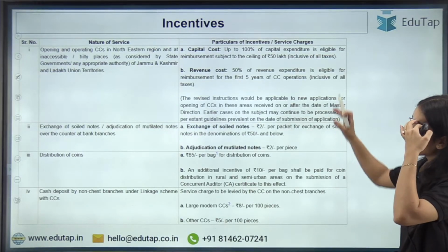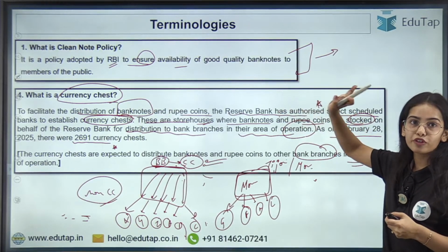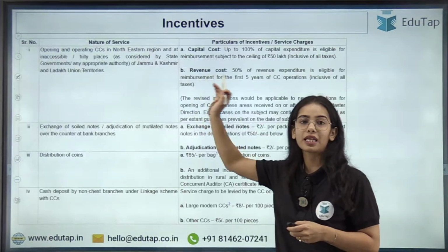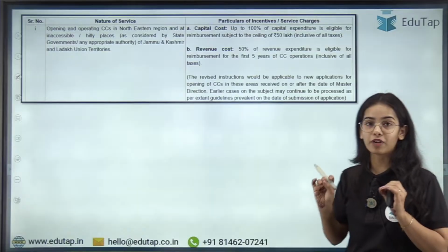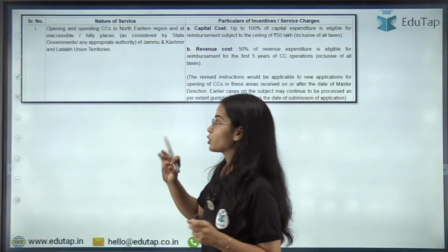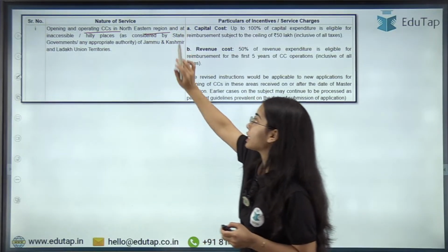Okay, so now we will understand the incentive. I hope you have understood about the currency chest. Now moving forward, let's understand the incentives that are mentioned in the scheme. All these incentives we are going to understand one by one with certain examples. So first of all, opening and operating a currency chest in the northeastern region.